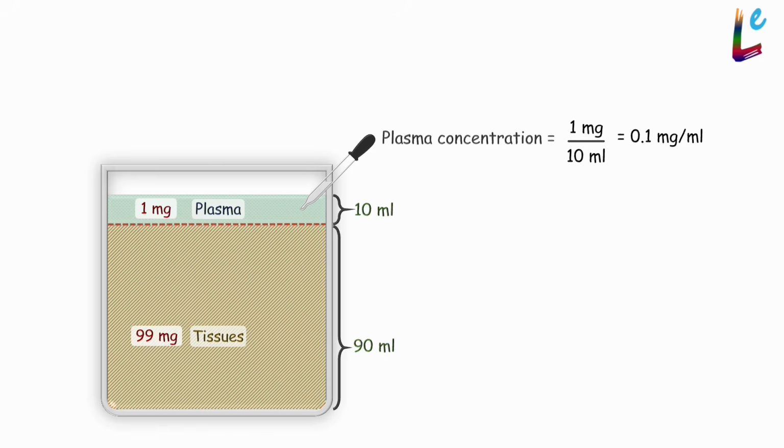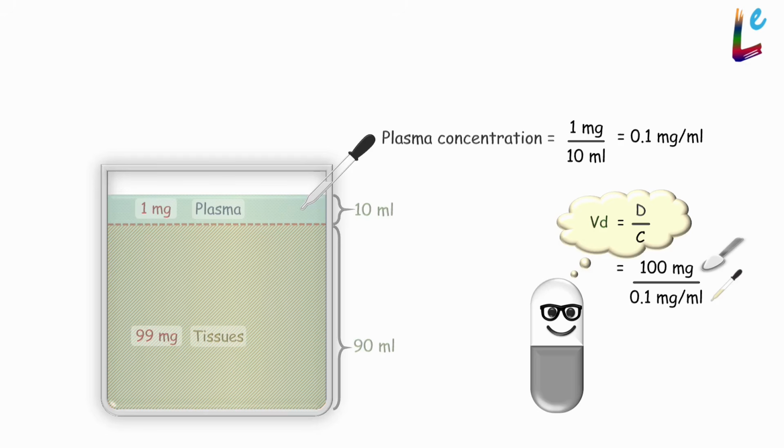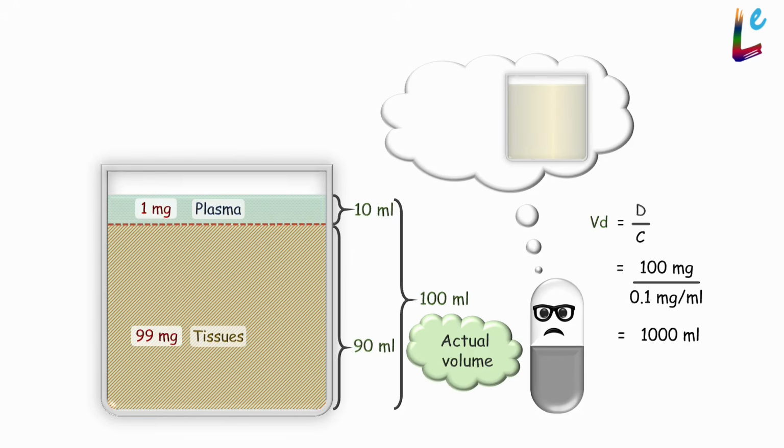Now what would happen if a person who is unaware of this unequal distribution calculates the volume of distribution? Vd is equal to D by C is equal to 100 milligrams divided by 0.1 milligram per ml is equal to 1000 ml. But we know that the actual volume is not 1000 ml but only 100 ml. Then how did this happen? This was because the person assumes that, like in the previous scenario, the drug was evenly distributed. So he measured only the plasma concentration and assumed that the tissue concentration would also be the same.